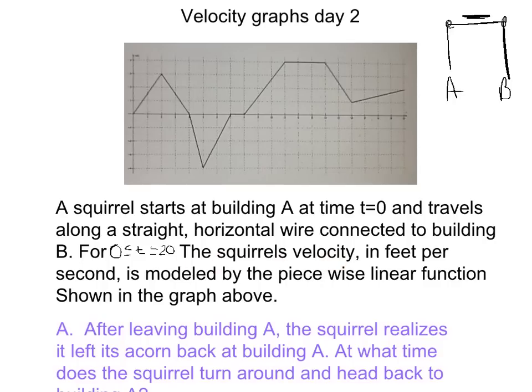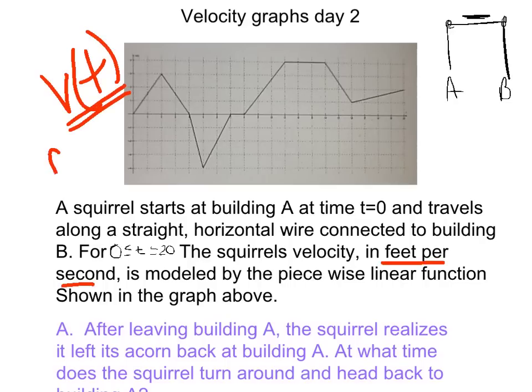The squirrel's velocity in feet per second is modeled by the piecewise linear function shown in the graph above. I just want to be very clear and make sure we label this velocity. They're telling you that's velocity, and it's measured in feet per second, so let's pay attention to those units.